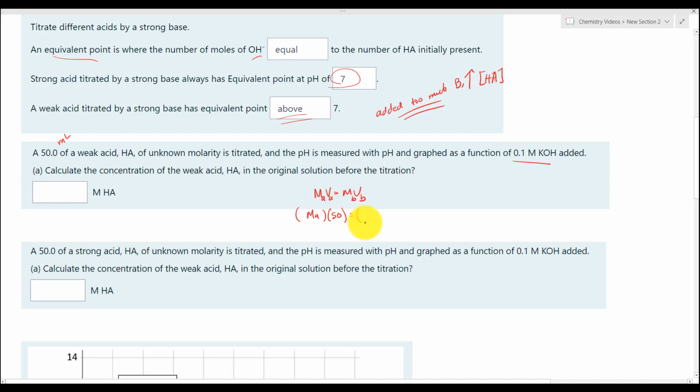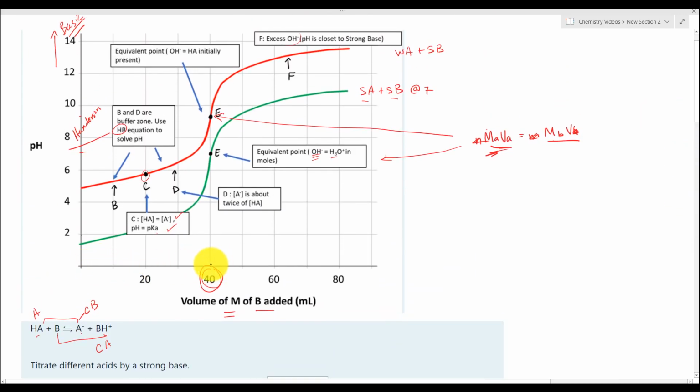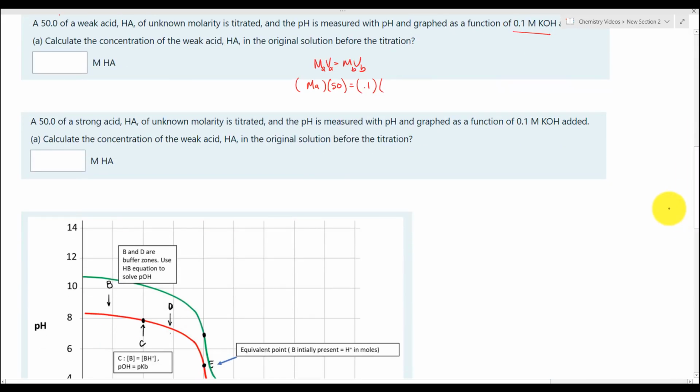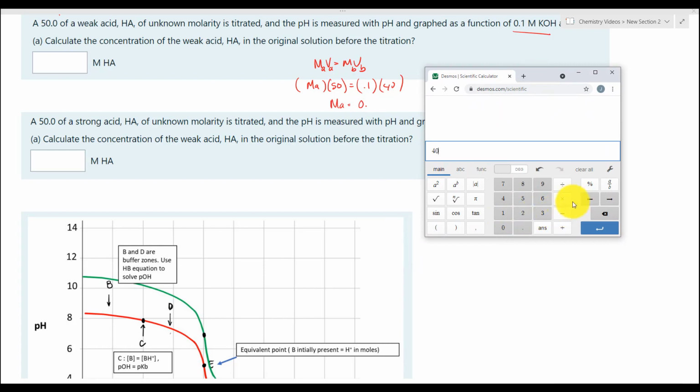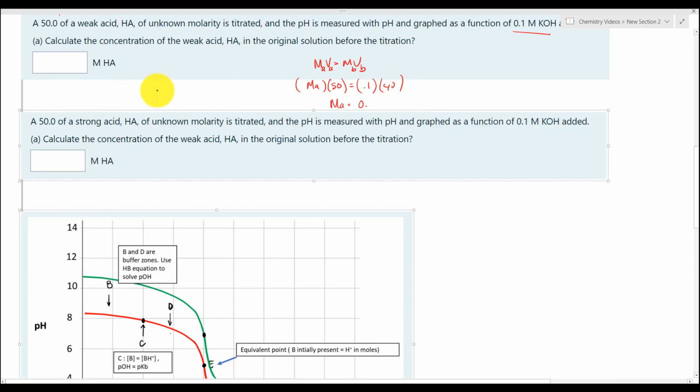Okay. For my base, I know my molarity is 0.1. My volume, how much volume did I use? Ooh, look at that. Going back up here, 40 milliliters. See that? So we have 40 milliliters. There you go. So just use a calculator: 0.1 times 40 equals, we know the answer, and then we divide it by 50. There you go. And this gives us 0.08. So the molarity for the acid is 0.08.